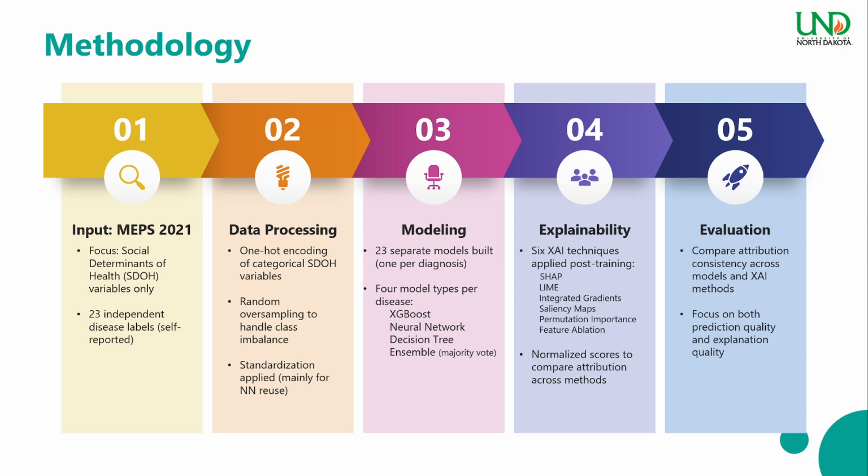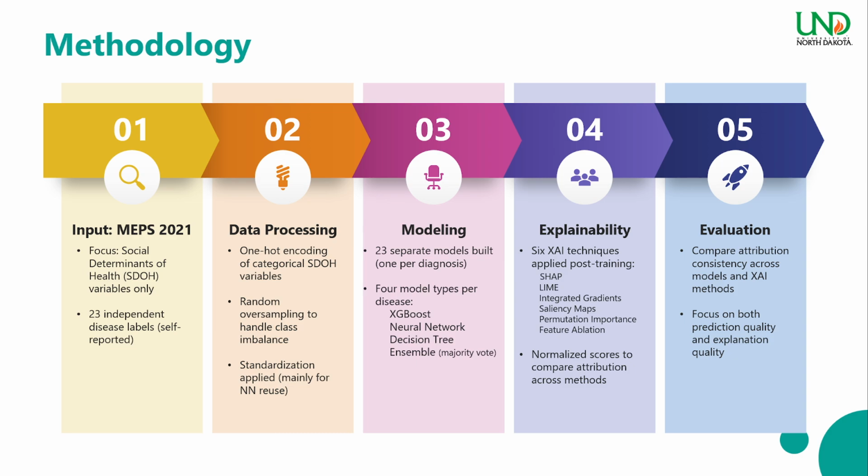In the data processing phase, I one-hot encode all the categorical features that are used, and then I use a random oversampling method to deal with class imbalance, because some of the diagnoses had far fewer positive cases than others. And then I applied standardization to keep things reusable for the neural network pipelines.